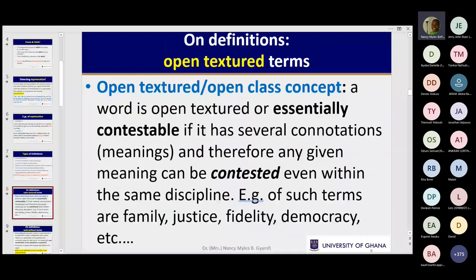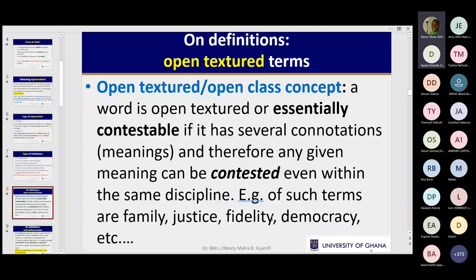Now see, someone read this for me then. Let me call someone. Any good reader who believes he has a good background, please read quickly. Open textured, yes, open class concept. Thank you, madam. Go ahead.